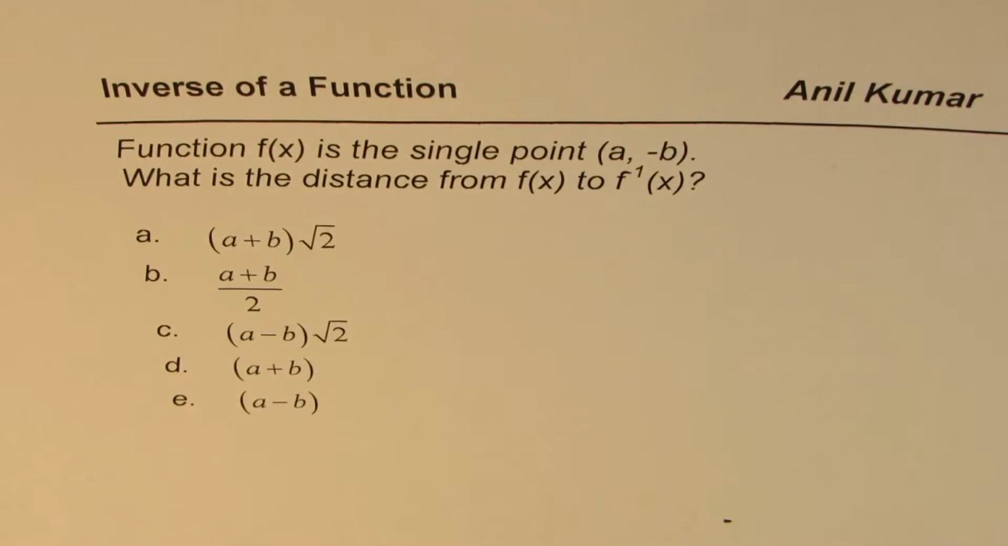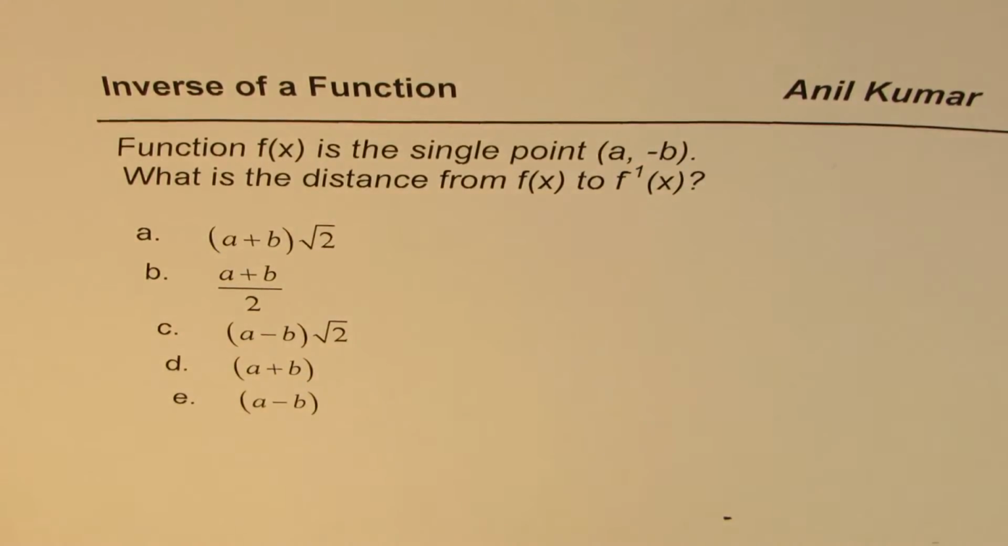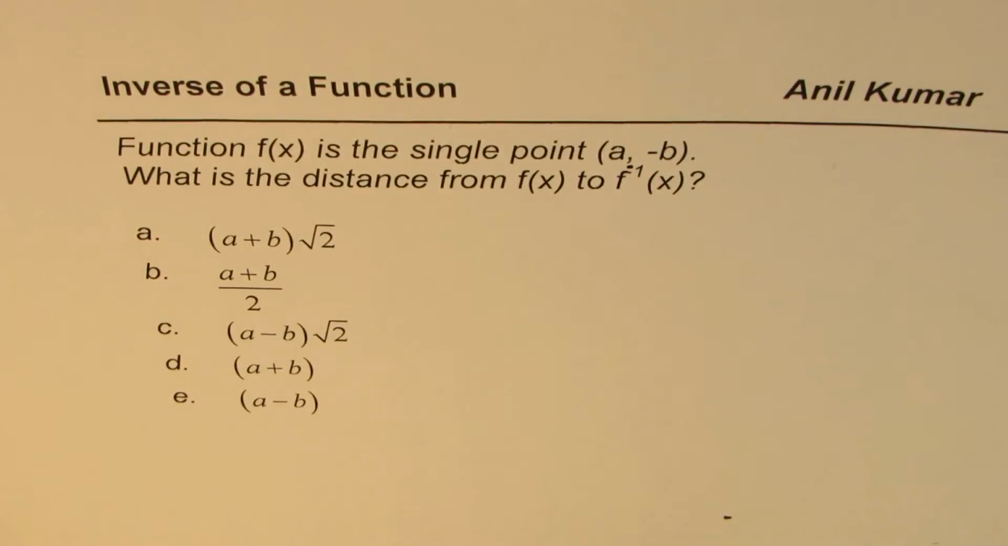The question here is: function f of x is a single point, a minus b. So we have a function in which there is just one point, and the coordinates of that point are a minus b. Let me read it once again. Function f of x is the single point a minus b. What is the distance from f of x to f inverse x? You are given 5 choices.